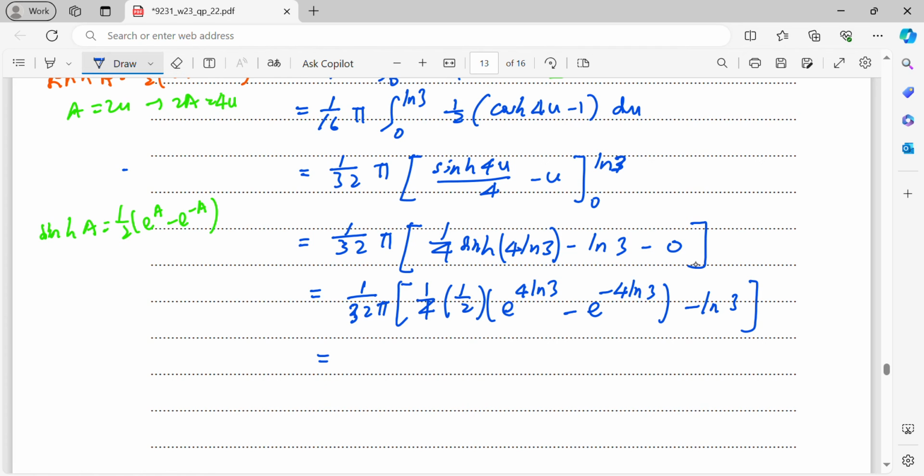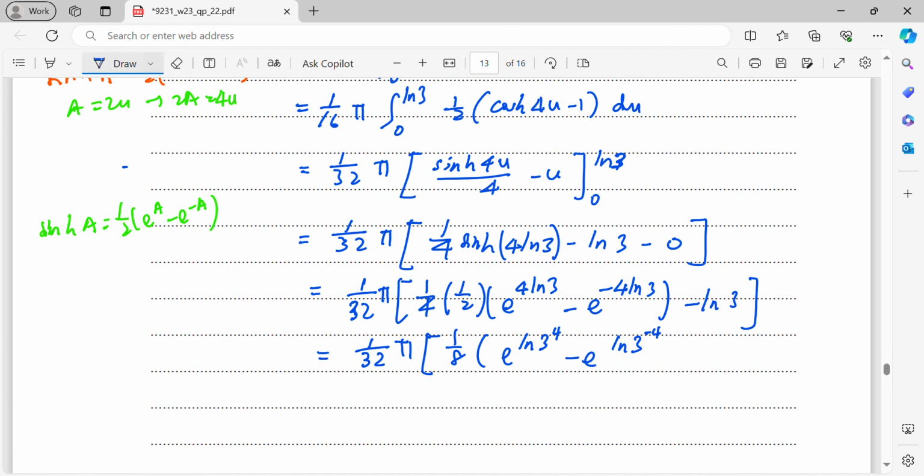okay, 1 over 32 pi. The pi is not in the denominator, it's in the numerator. Then here is 1 over 8. This is e^(ln 3) to the power 4 minus e^(-ln 3) to the power negative 4, sorry. Okay, like this. Then minus ln 3.